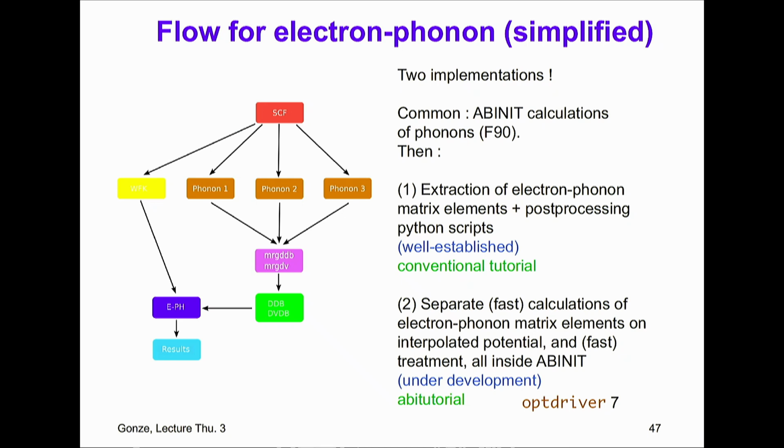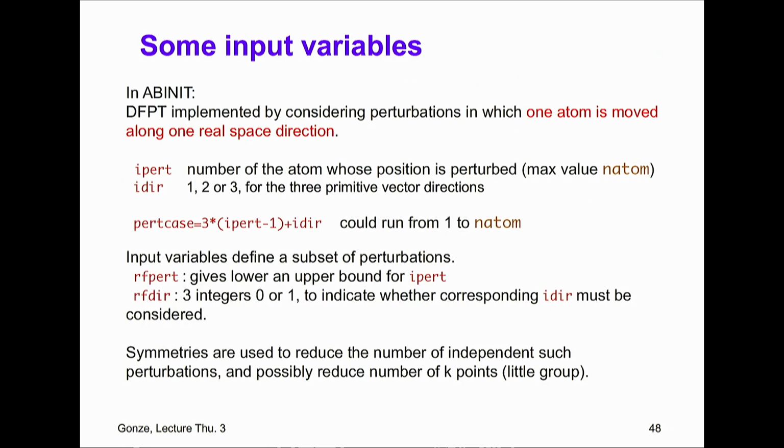We are doing a lot of phonon calculations. We also take into account the eigenvalues, eigenenergies, and eigenwave functions in different cases. We merge everything and then re-enter ABINIT with the electron-phonon module, the module of the driver. And now, some input variables.